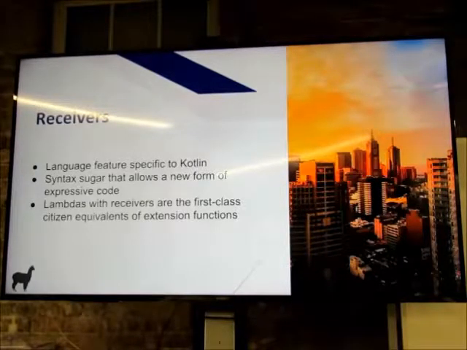The easiest way to think about them is we have extension functions in Kotlin, so you can extend any class with a new function. These are the first-class citizen equivalents. Just like you can pass lambdas around as a first-class citizen of a regular function, these are the first-class citizen equivalents for extension functions.